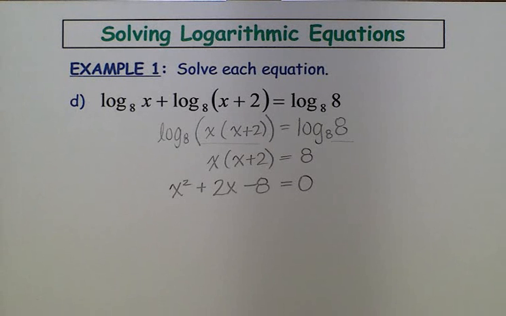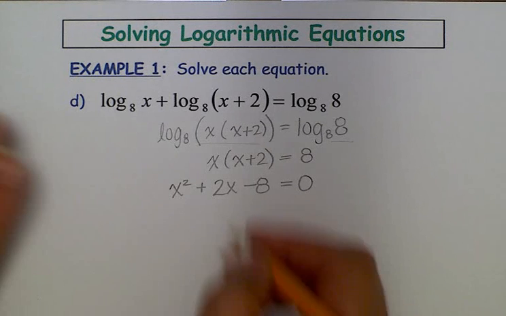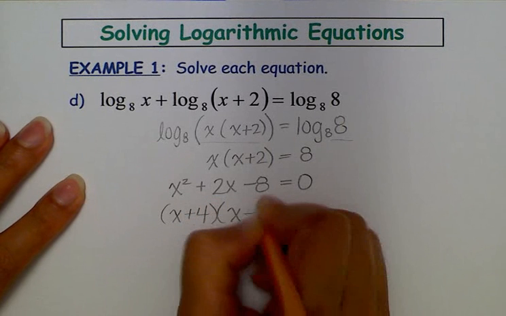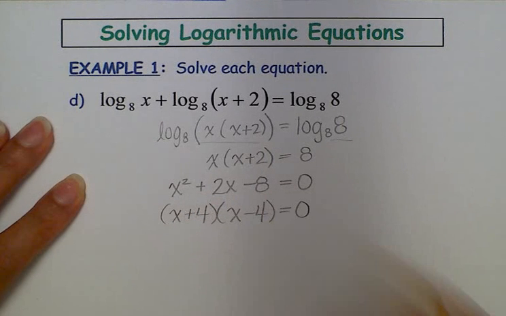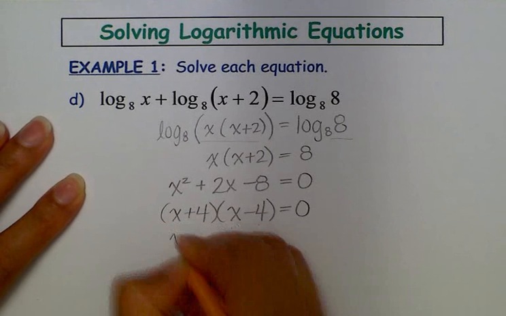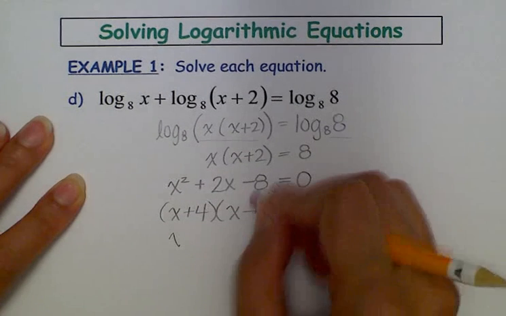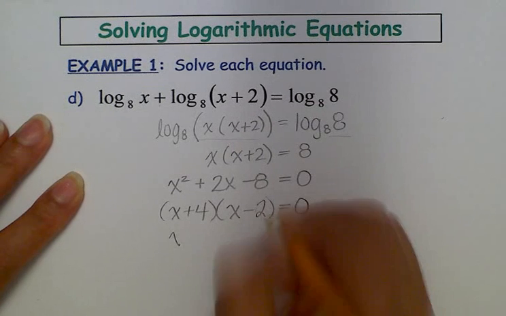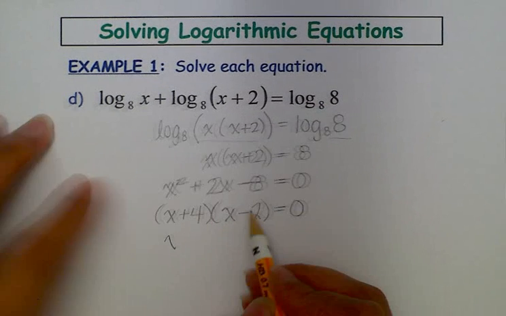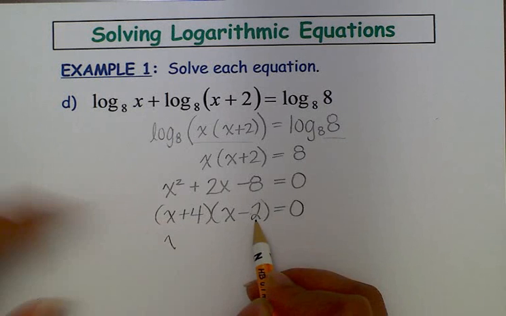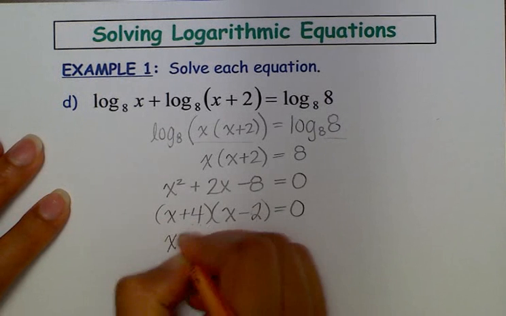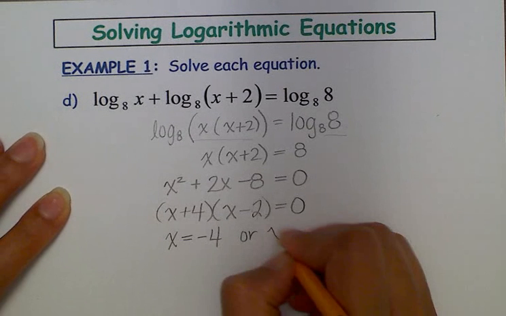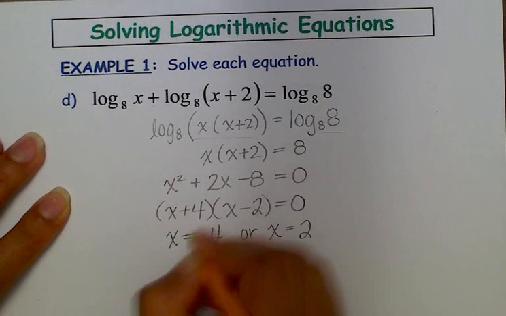If I factor this, I get (x plus 4) and (x minus 2) equals 0. Oops, x plus 4 and x minus 2. The product is negative 8 and the sum is positive 2, so that seems right. And so I have x is equal to negative 4 or x is equal to 2. So I have two solutions here.